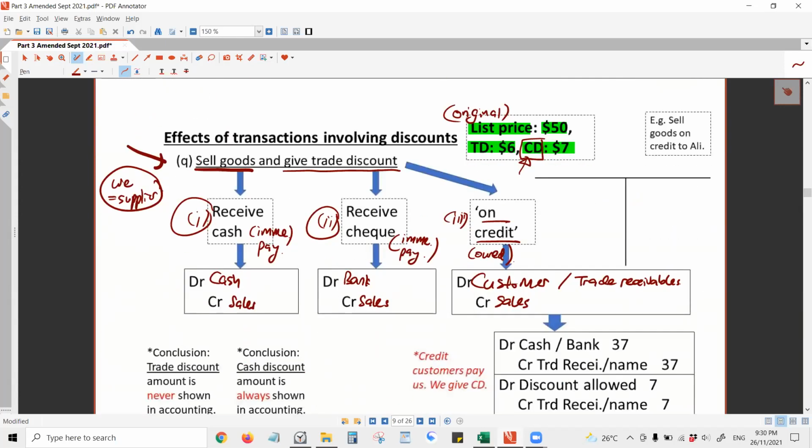Therefore, assuming that trade discount has been given to the customer, how much would you receive? 44. That's the amount you should receive, 50 minus 6. So debit cash 44, then also credit sales 44. Same goes to Q2. We are using the same set of number information again. So 44, 44.